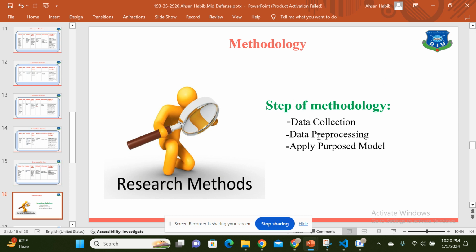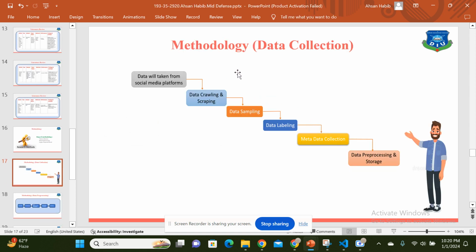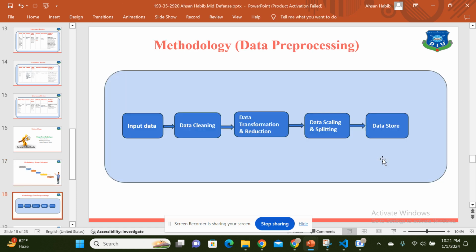Methodology. There are three steps of methodology. At first, data collection. Second is data pre-processing. Number three is applying the proposed model. Methodology for data collection: at first, data is collected from social media, data crawling, scraping, data sampling, data labeling, metadata collection, data pre-processing, and store.